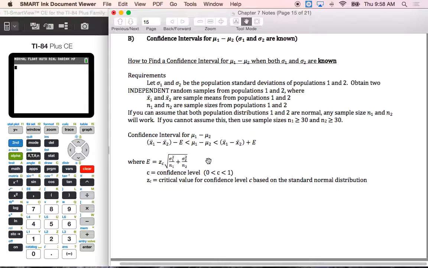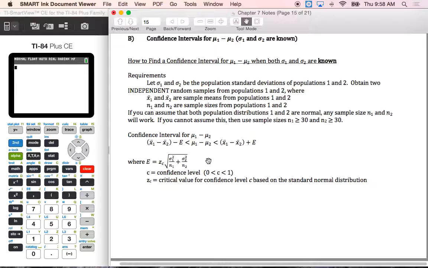Now, going through these, we have to take x bar 1 minus x bar 2 minus E, then mu 1 minus mu 2, and then x bar 1 minus x bar 2 plus E. So we're subtracting the two x's and then subtracting E, subtracting the two x's, then adding E. Now your E gets more complicated. So now you have to take your z_c times the square root of sigma 1 squared over n1 plus sigma 2 squared over n2. So make sure you're going back to this.